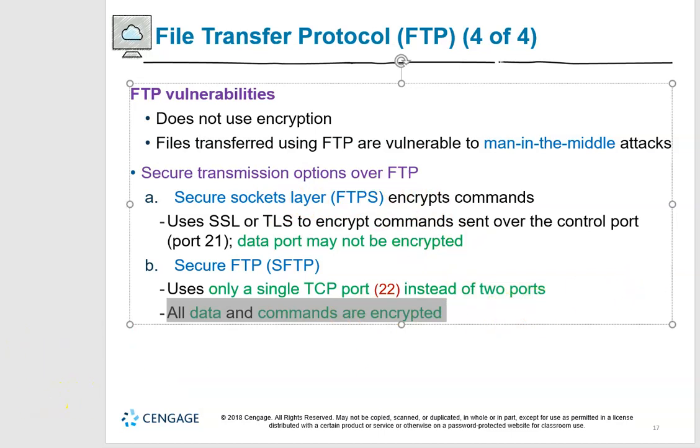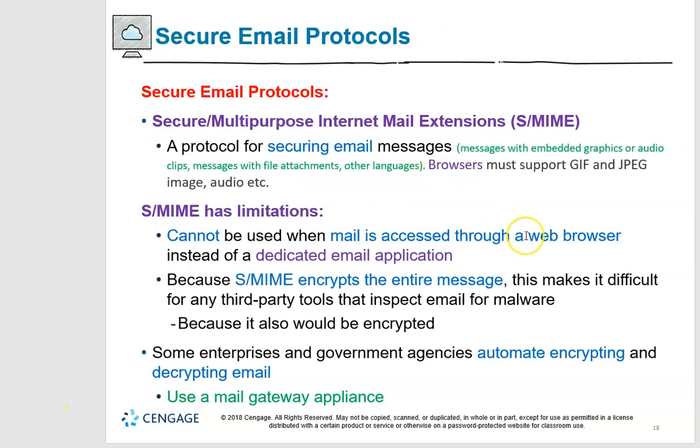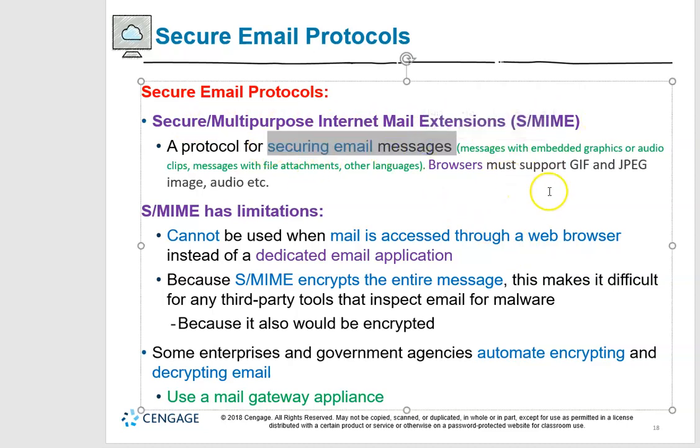All right, so let's move on to our last one, which is secure email protocols. We have the Secure/Multipurpose Internet Mail Extensions, or SMIME. This is a protocol for securing email messages, and it could include embedded graphics or audio clips, multimedia. That's why it's called multi-purpose. And to be able to use this, though, the browsers have to be able to support these other protocols. Of course, nowadays they all do.